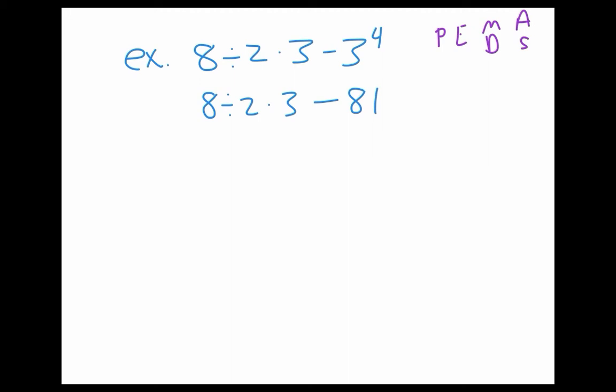All right, so we did parentheses, did exponents. Now we're up to multiplying and dividing. So here, order matters. You have to go from left to right. You can't do this 2 times 3 first. You'll get the wrong answer. Instead, we have to start with 8 divided by 2. 8 divided by 2 is 4, so it's 4 times 3 minus 81. And then 4 times 3 is 12 minus 81.